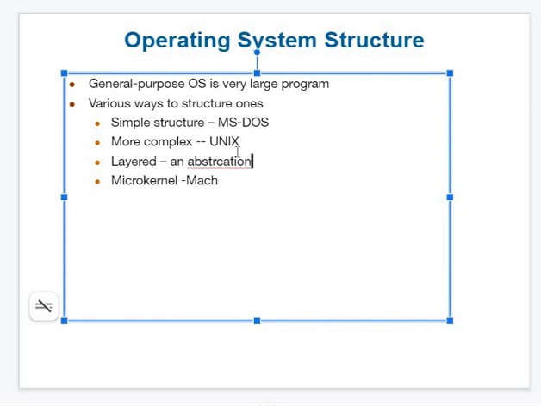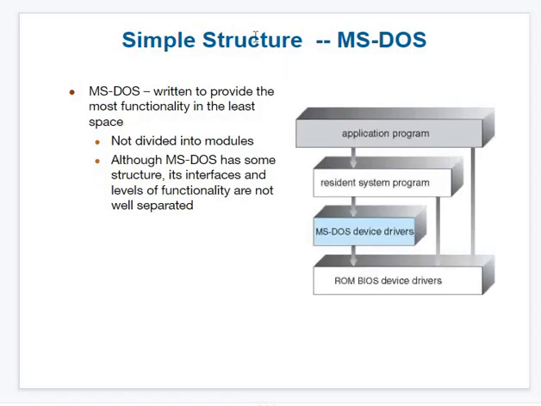So which are the different modes we have? We have a simple structure, complex structure like Unix, layered architecture, and microkernel method. So these are the four different types of operating system structures. So let's see one by one. Simple structure. So what do you mean by simple structure?